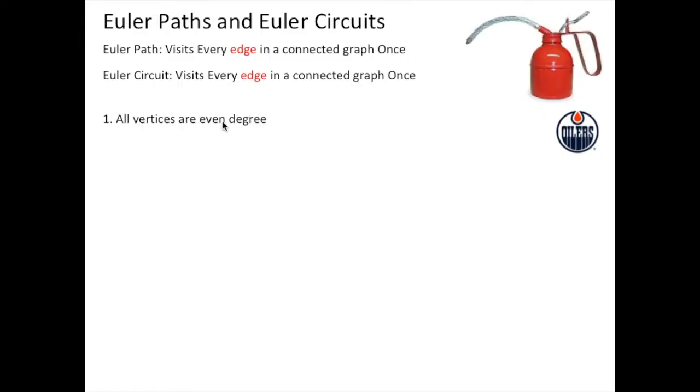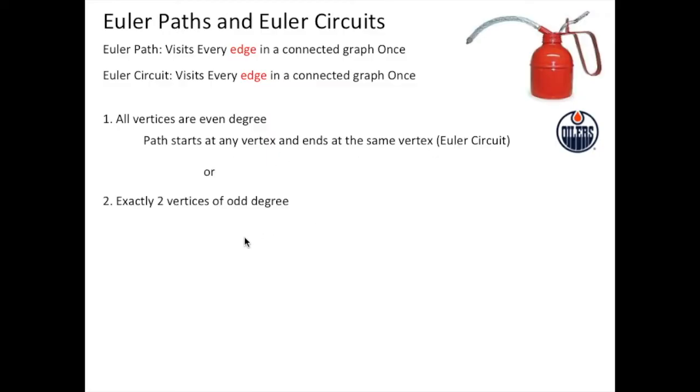We have 2 ways that you can have an Euler path. One is when all the vertices have an even degree, and we'll look at an example of that. The path starts at any vertex and ends at the same vertex, so that's an Euler circuit. Or we have exactly 2 vertices of odd degree, and the path starts at a vertex of odd degree and ends at another odd degree vertex.